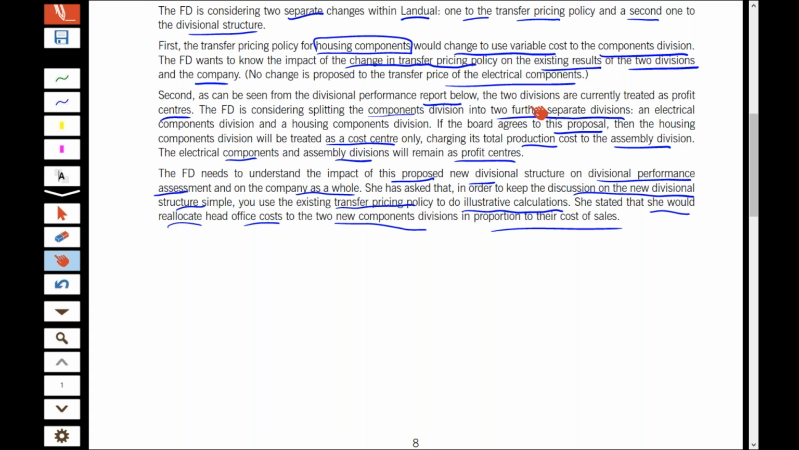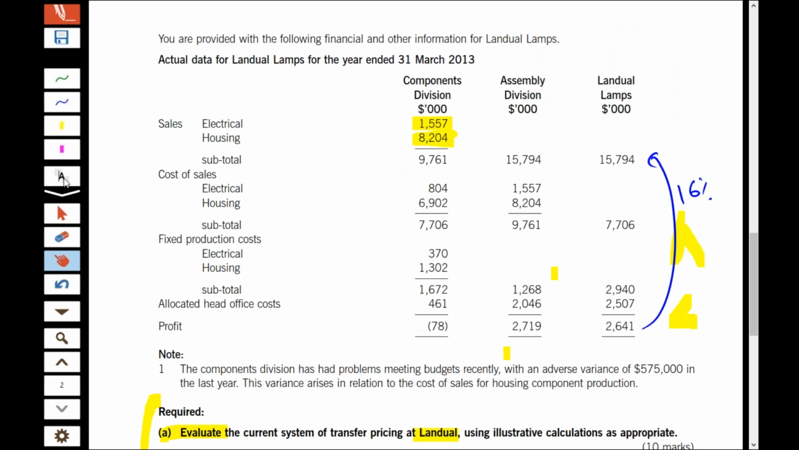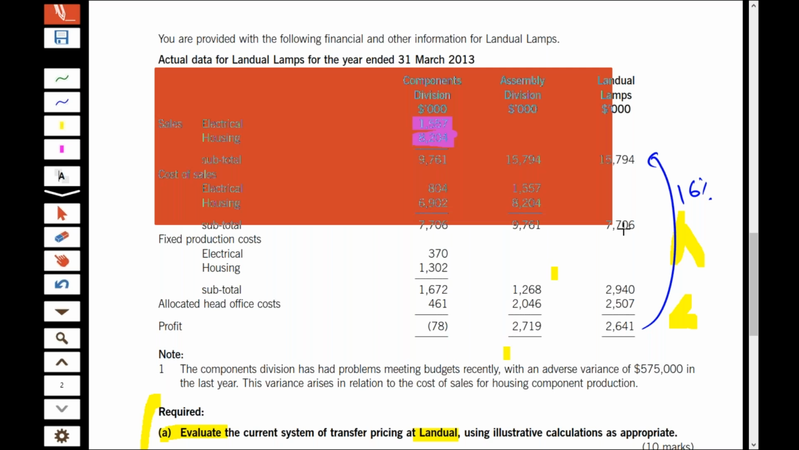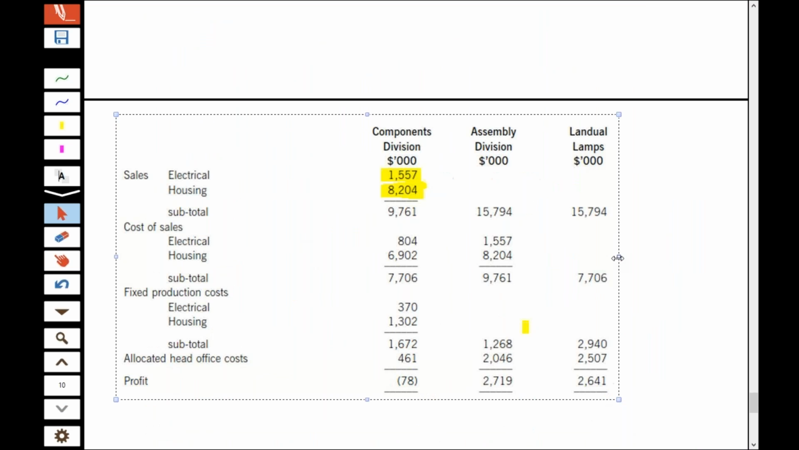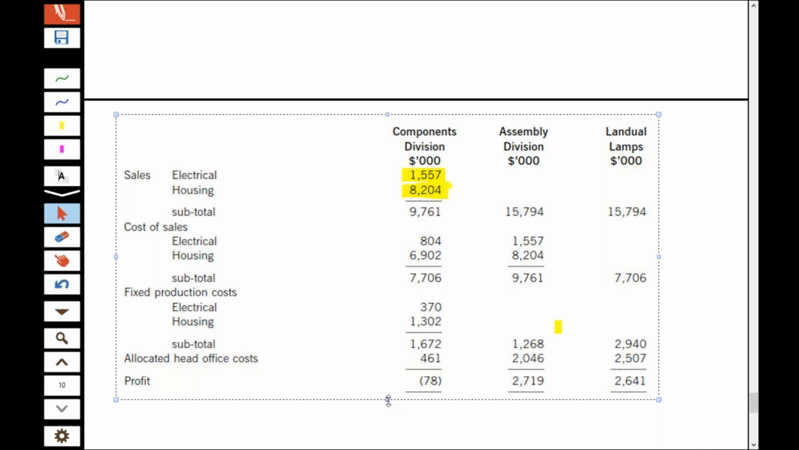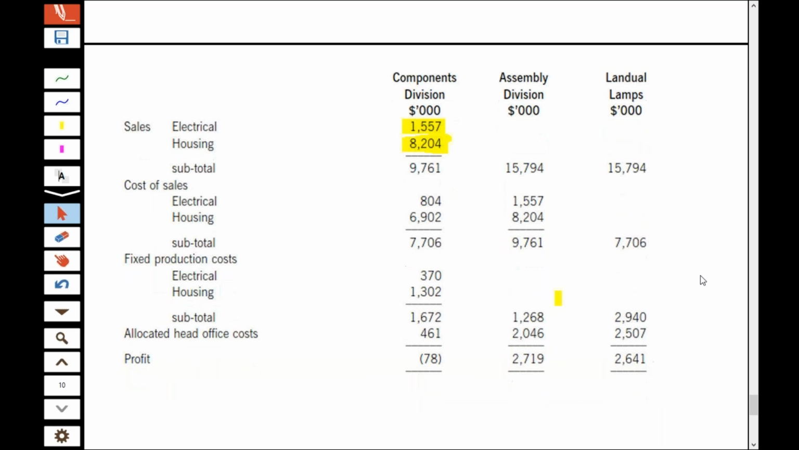and by making this housing division a cost center, the electrical components stay the same, the assembly stays the same. So now let's try to have an understanding of this. What's going to happen now is, you would have this, let's say I'm naming it as electrical components division.